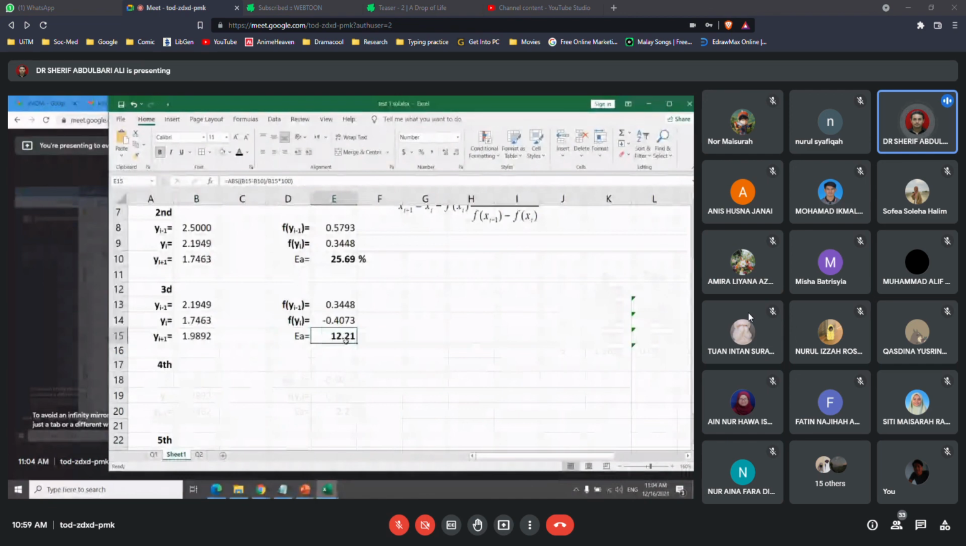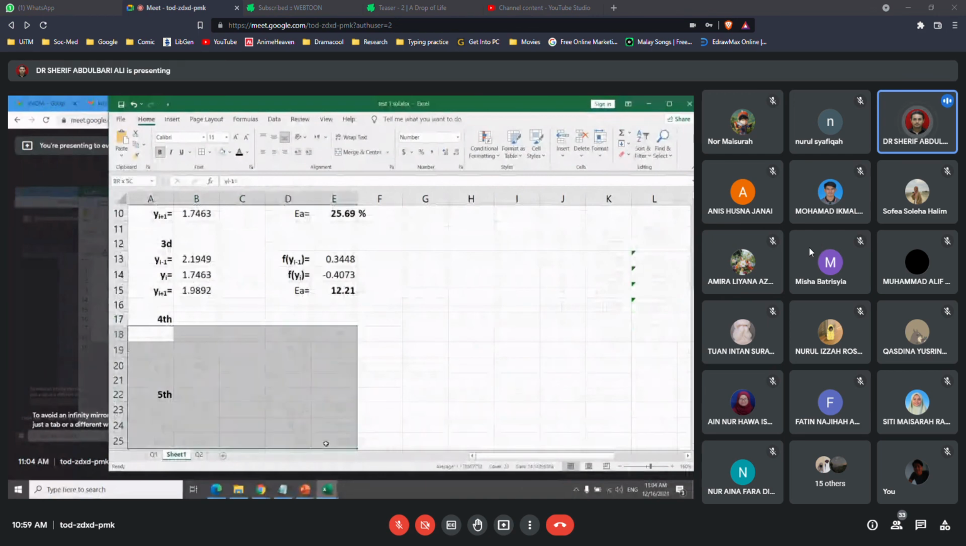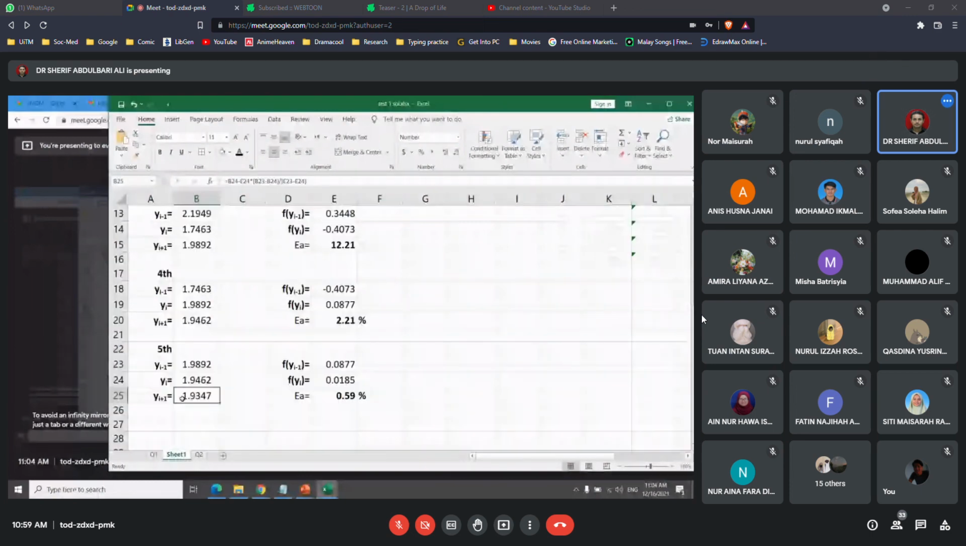With the same procedure, you're going to continue to the fifth iteration, as you're going to see from here. The fifth iteration is your answer. It's 1.9347. The error is less than 1%, it's 0.59. Okay, so this is the answer for it.